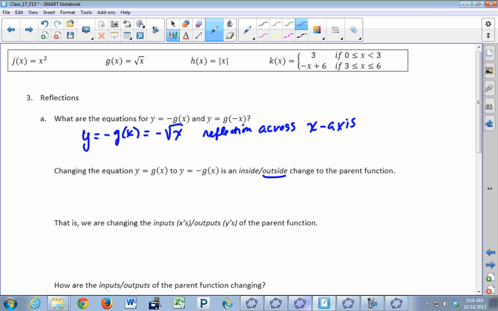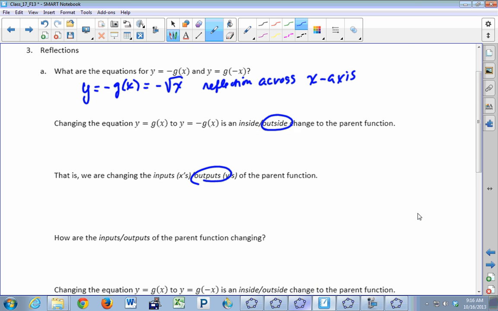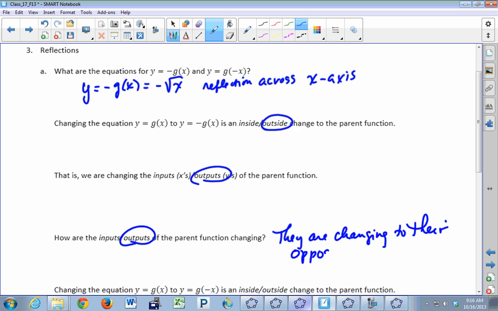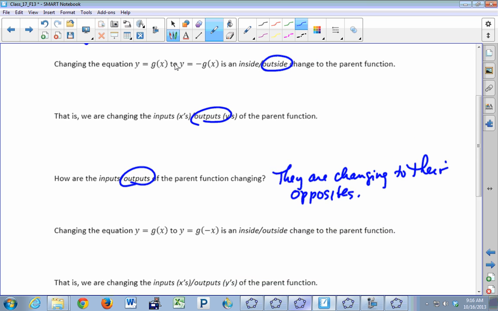Because I've changed the outside or the outputs. Okay. So how are the outputs of the function changing? They are changing to their opposite, because that's what negative in front or -1 does. They are changing to their opposite values. So that's a reflection across the x-axis. You change your y values.